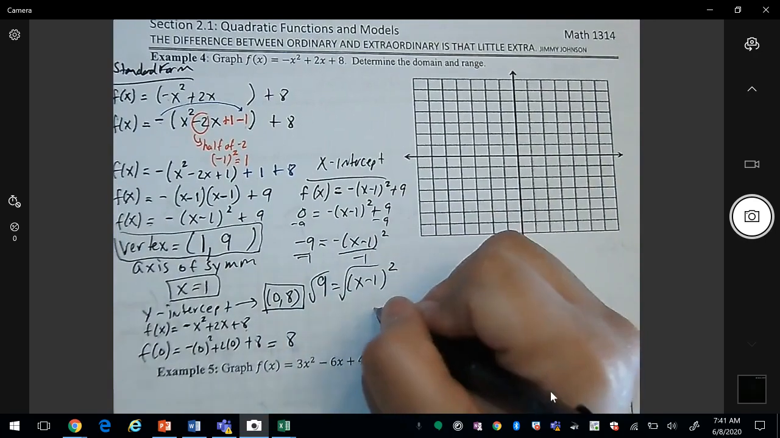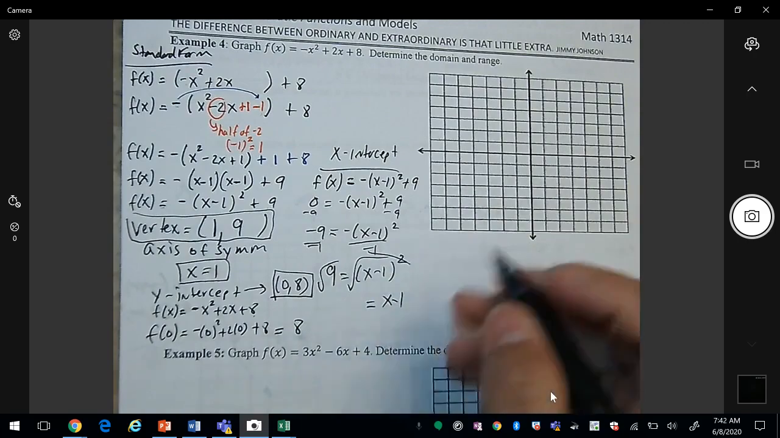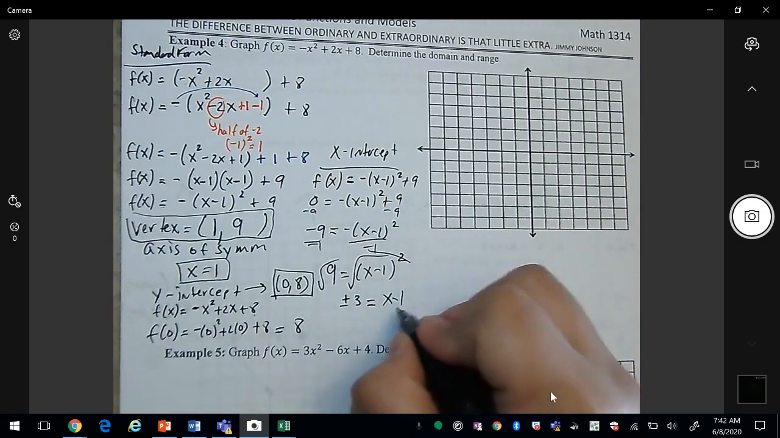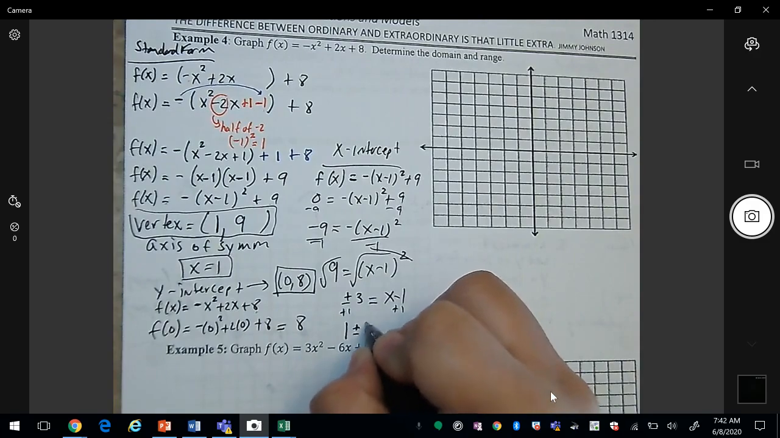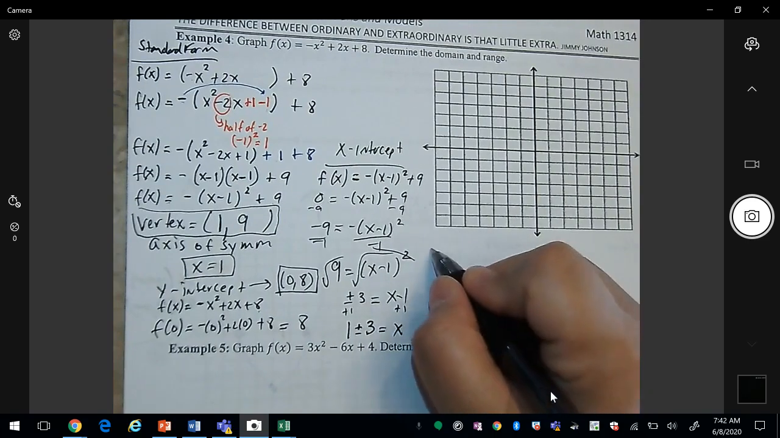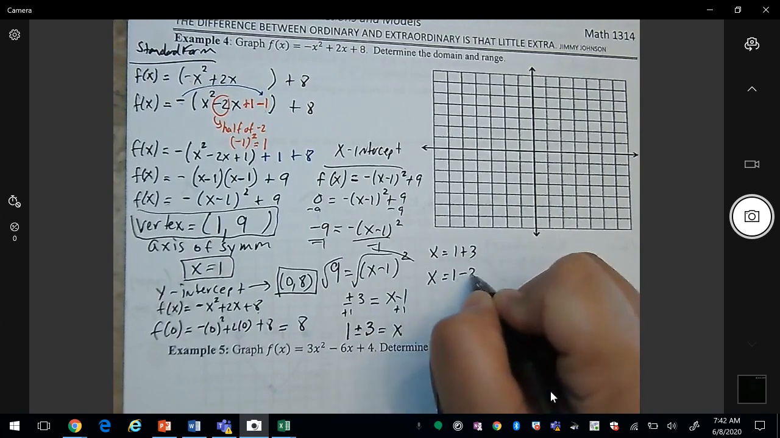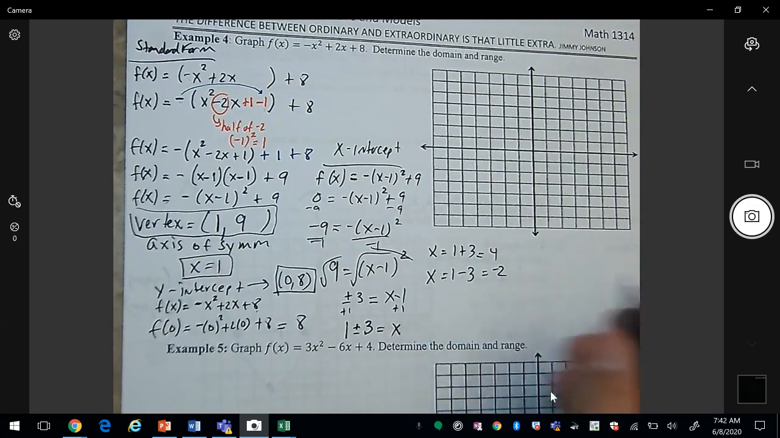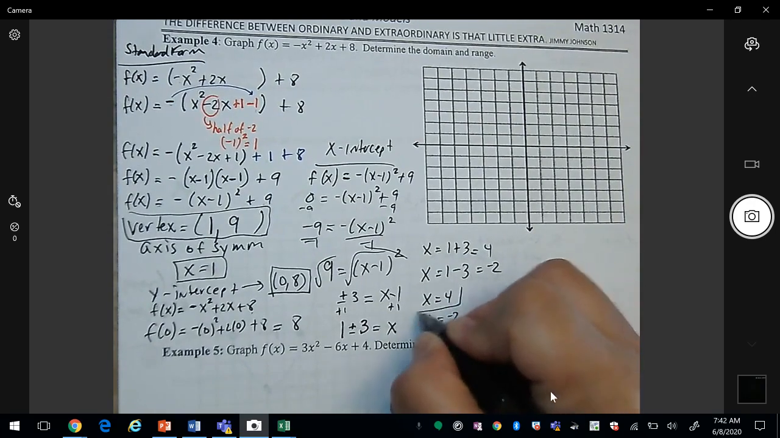Take the square root. The square root and the 2 become a 1, so they cancel basically. Square root of 9 is plus or minus 3. We're going to add 1. So we get 1 plus or minus 3. So one answer is x equals 1 plus 3, and the other is 1 minus 3. So 1 plus 3 is 4, 1 minus 3 is -2. So my x-intercepts are x equals 4 and x equals -2.